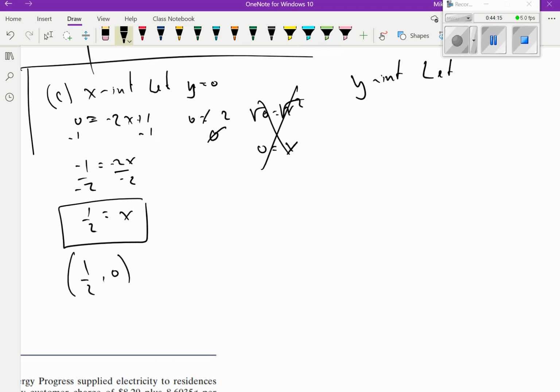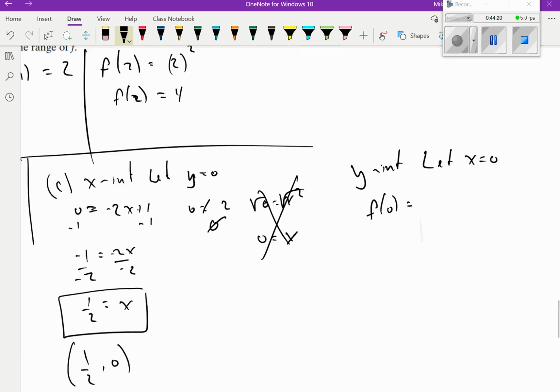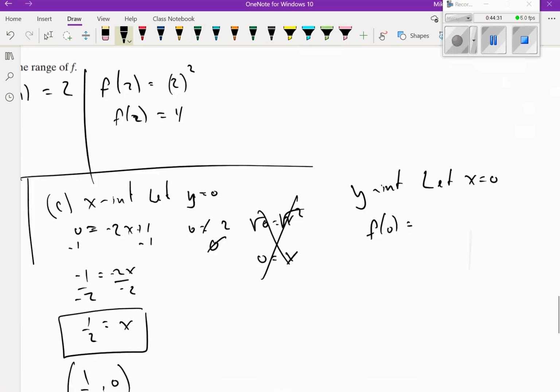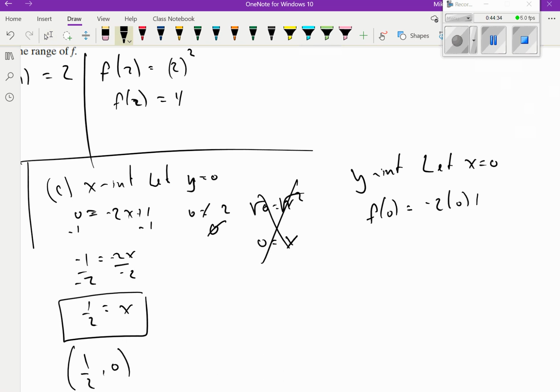Y-intercepts are much easier because that's when we let x equal 0. So now we want just f of 0. Take a look at our piecewise function here. When x is 0, that is this top piece. Then we want negative 2x plus 1. That's negative 2 times 0 plus 1. That's going to be 0 plus 1, which is 1. So my y-intercept is going to be 0, 1. So y equals 1, or I can say I've got the point 0, 1 as the intercept on the y-axis.